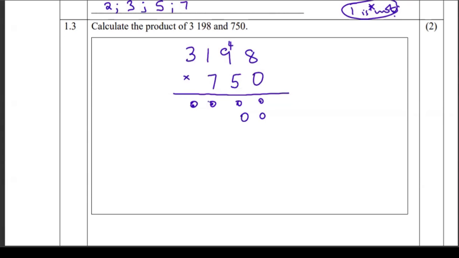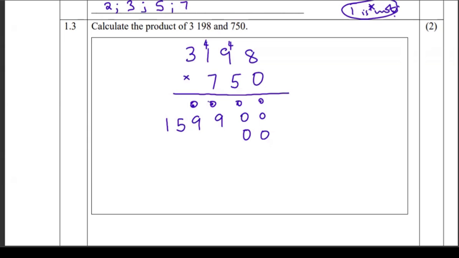5 times 9 is 45 plus 4 gives me a 49. I'll write the 9, and then carry the 4. And then 1 times 5 is 5 plus 4 is a 9. And then 5 times 3 is going to be 15. So I'll write the 15 the way it is. Then I'll indicate 2 zeros again under the last 2 digits as placeholders.